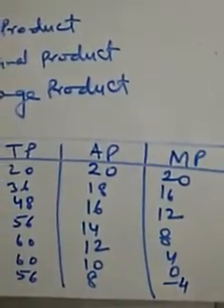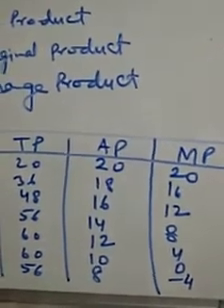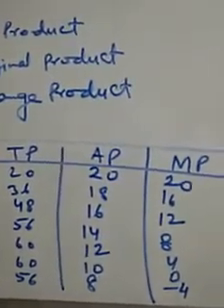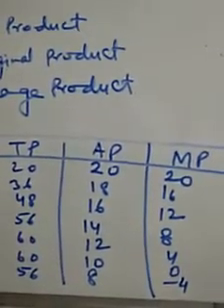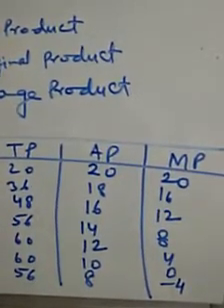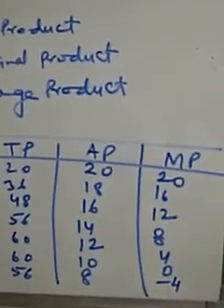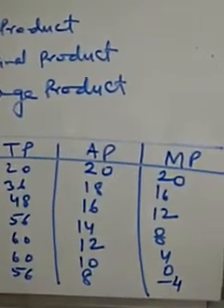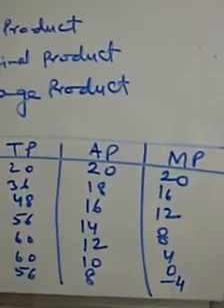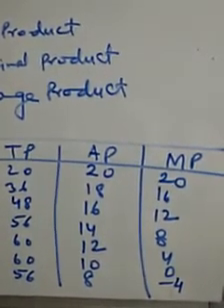Suppose you are not given TP and you are given only MP, and you have to find TP. How will you find TP from MP? 20 stays the same, 20 plus 16 is 36, 36 plus 12 is 48, 48 plus 8 is 56, 56 plus 4 is 60, 60 plus 0 is 60, and 60 minus 4 is 56. So from any one of these you can find the other two things, that is AP and MP.